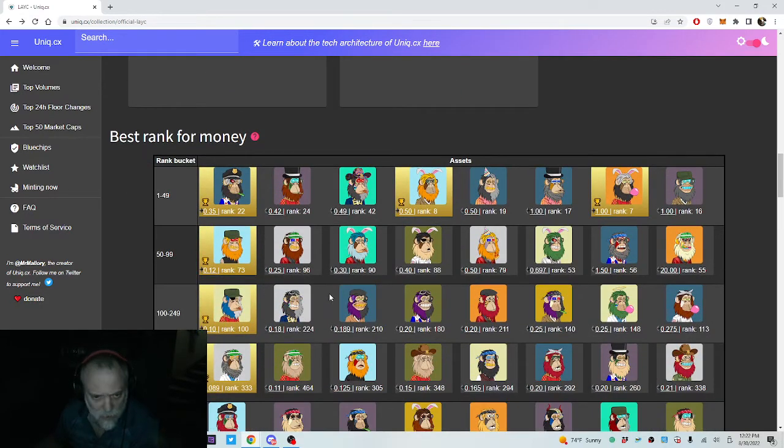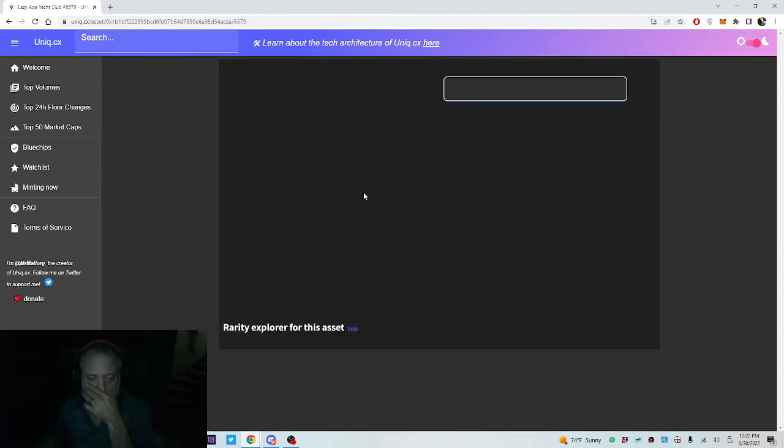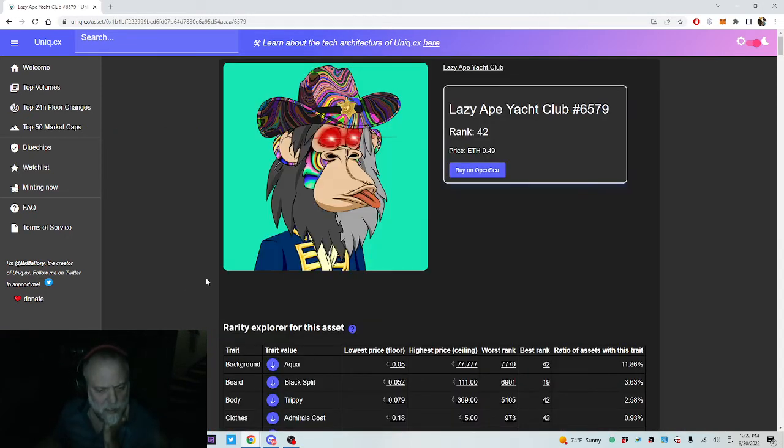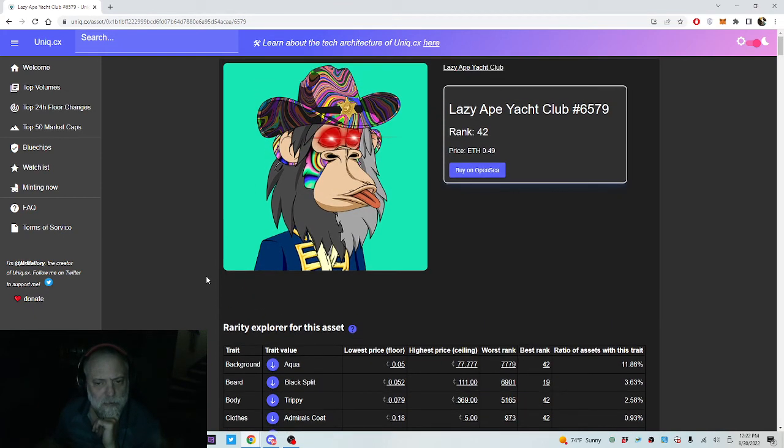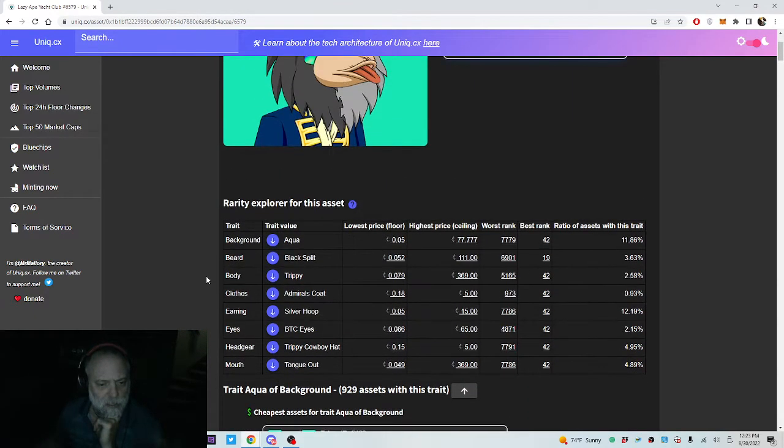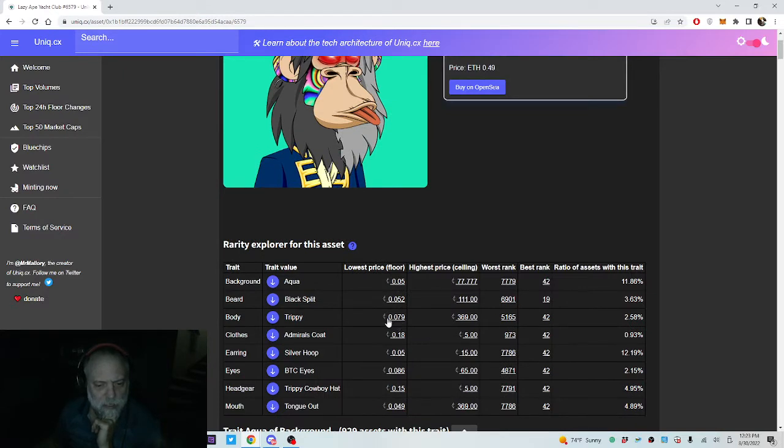Let's find one with a trippy hat, because I know that's one of the major factions, the trippy hats. So this one has a trippy hat and the Admiral's coat. And I know the Admiral's coat's kind of rare too on these. So we look at the trippy hat, and you can actually get a trippy hat right now on the floor. There is one sitting on the floor. Wow. That's interesting. So somebody's going to grab that up really quick.